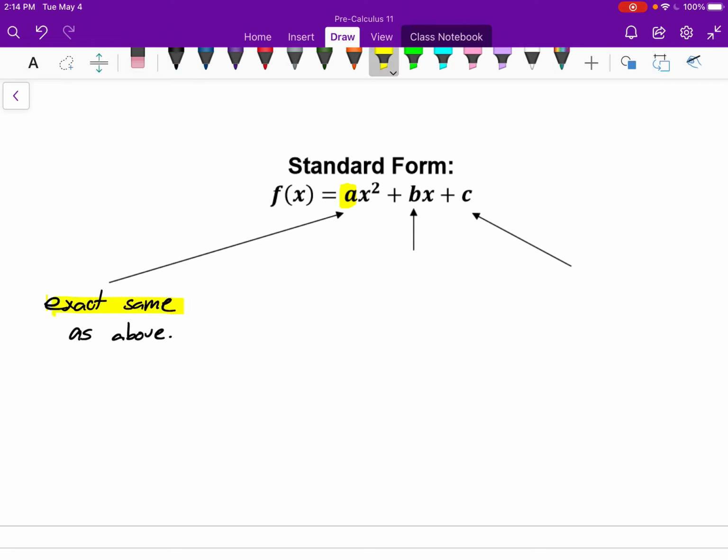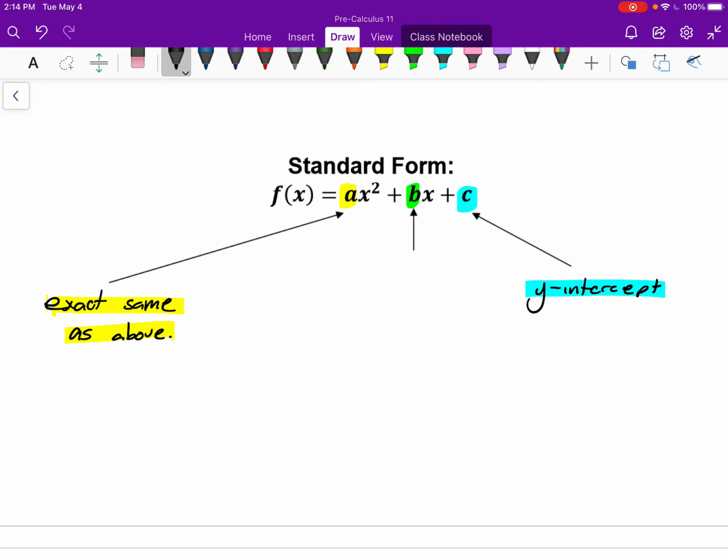Vertical stretch, scale factor of a, you can tell the reflection exact same. B, you know, that is not the x-coordinate of the vertex. That's just a coefficient of x. But I will say C is the y-intercept. Not the y-coordinate of the vertex, the y-intercept.